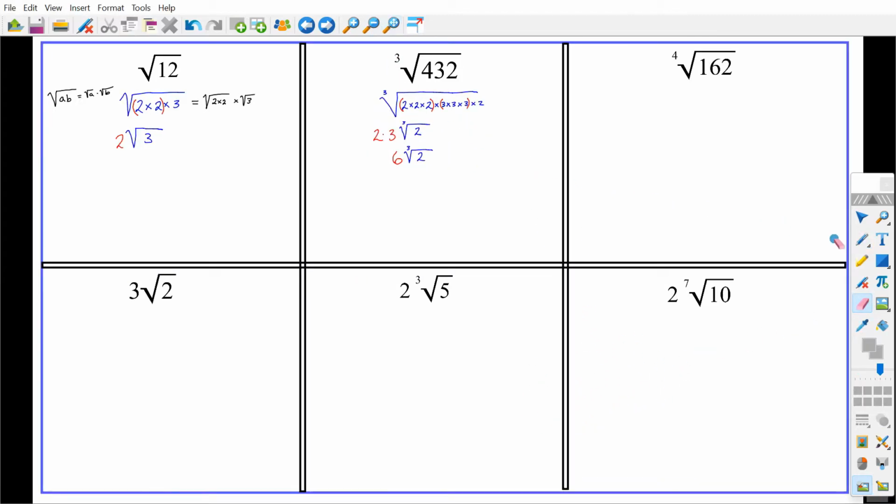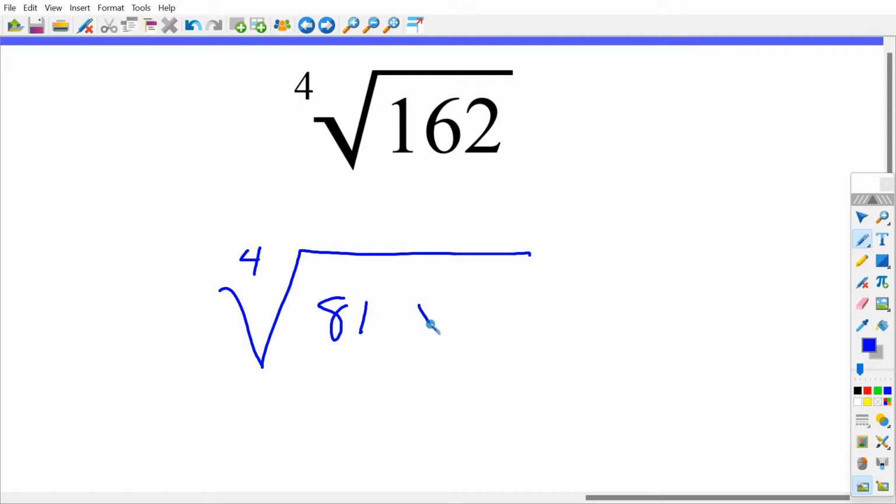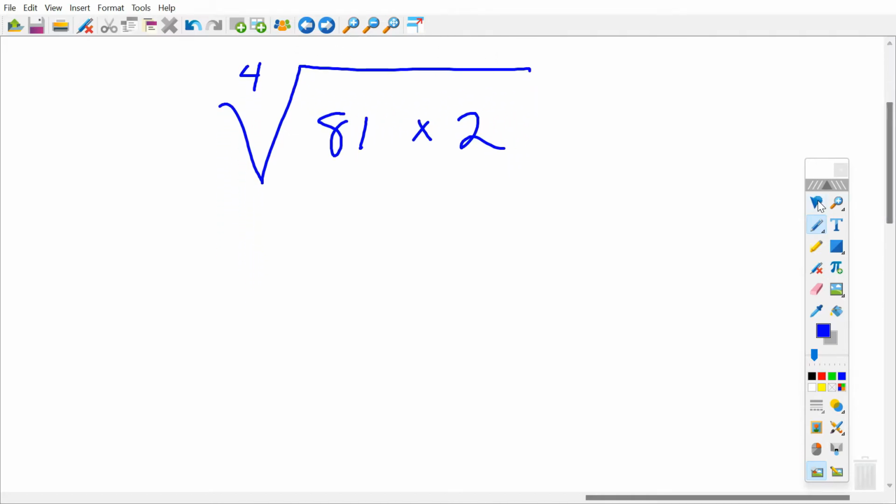So now what we're going to do is look at the 4th root of 162, but this time we can use a slightly different method. So let's say for some reason that when you look at 162, you think about it as 81 times 2. And you know that 81 is a perfect fourth.